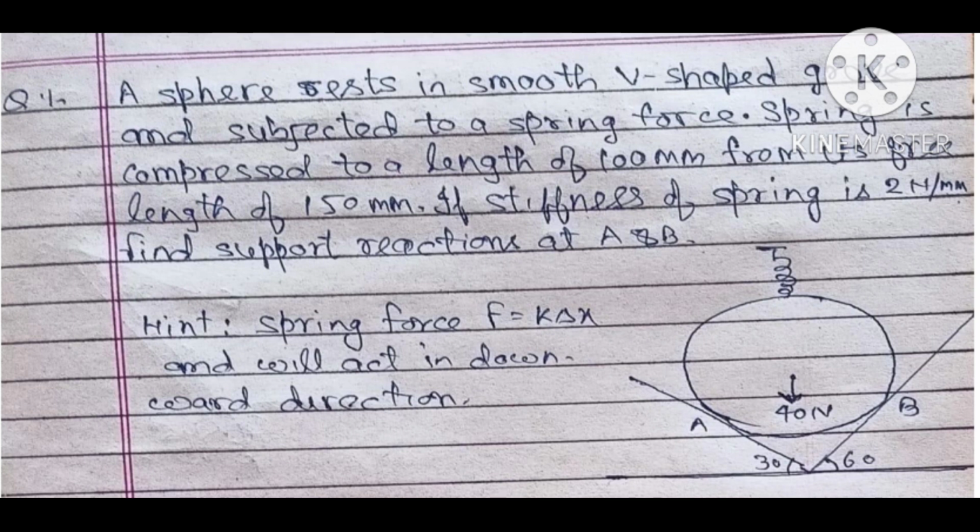So guys, today we are going to discuss some more problems related to equilibrium and free body diagrams. So let's see question number 1. A sphere rests in a smooth V-shaped groove and is subjected to a spring force. A spring is compressed to a length of 100 mm from its free length of 150 mm. The stiffness of the spring is 2 Newton per mm. Find the support reactions at A and B.